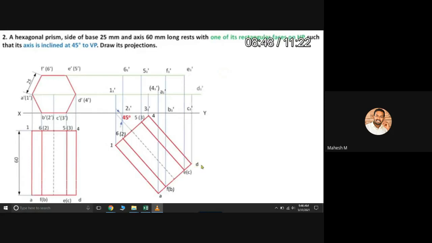In the final diagram, you can connect a, b, c, d, e, f with thick lines. Next, similar to our previous problem, 3 to 4 and 4 to 5 will be a dotted line. Similar to that, a to d will be a dotted line. So this is the end of this problem.